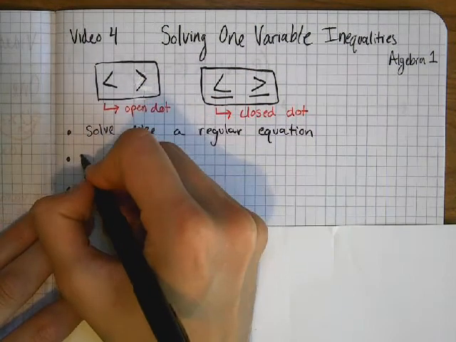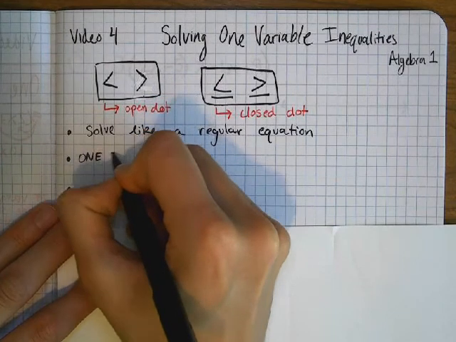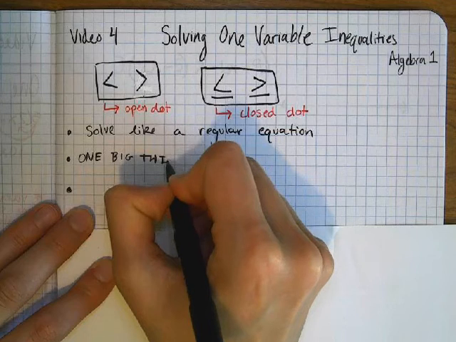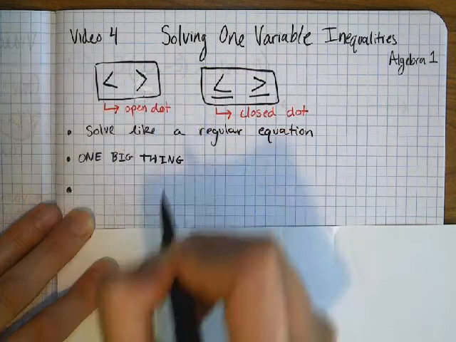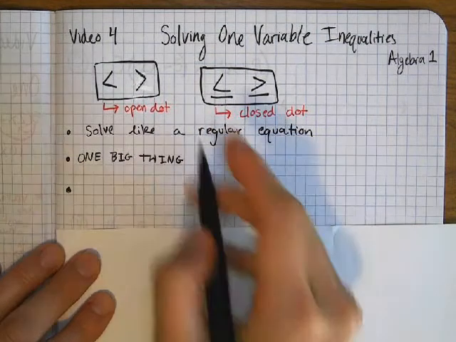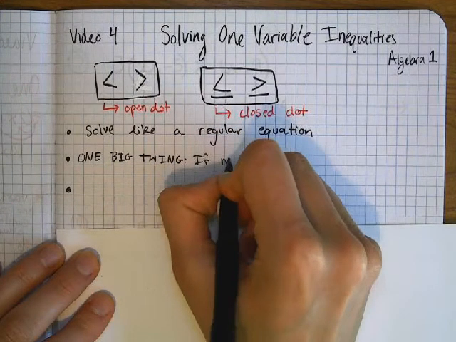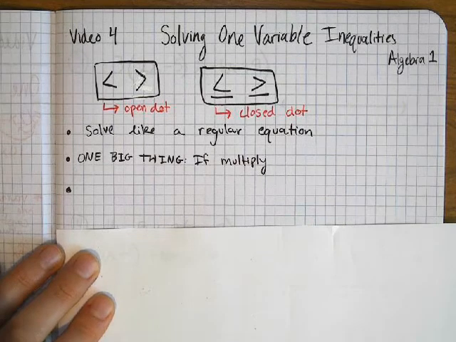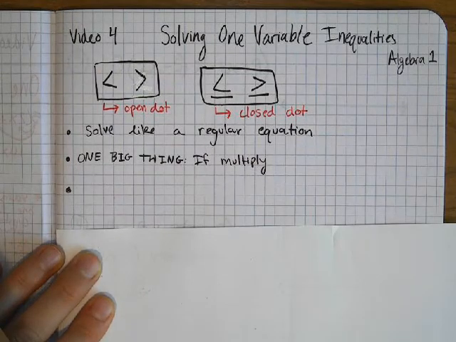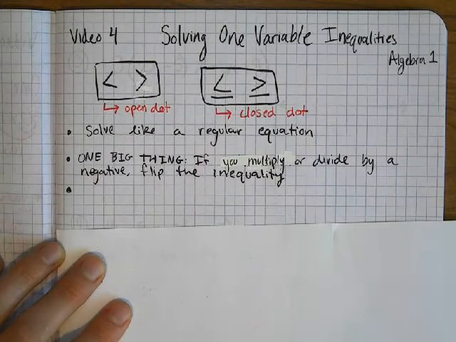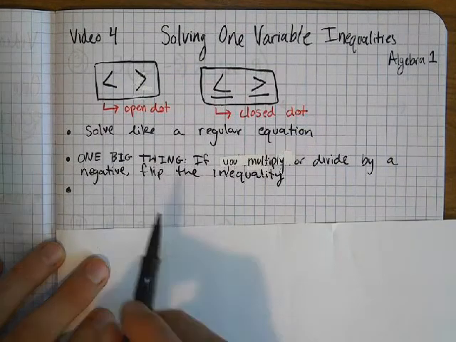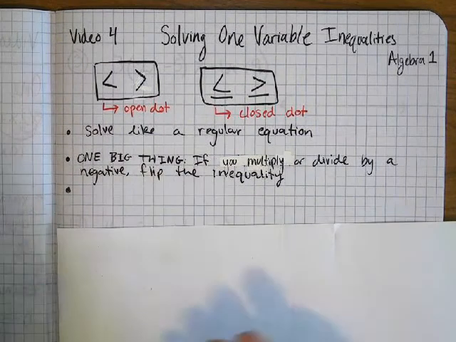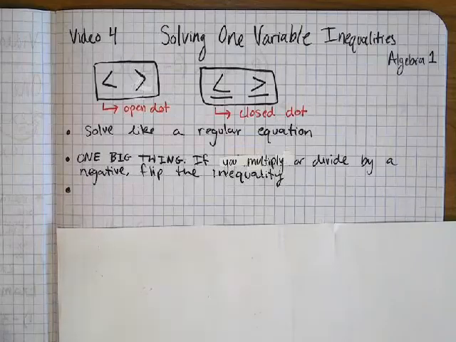This is a really big thing. One big thing. This is important. Okay, all caps, mega important. If you multiply or divide by a negative, you are going to flip the inequality sign. So what this means is if you have a greater than and you divide by a negative, you will flip that mid-problem to a less than, okay? So it just goes backwards.